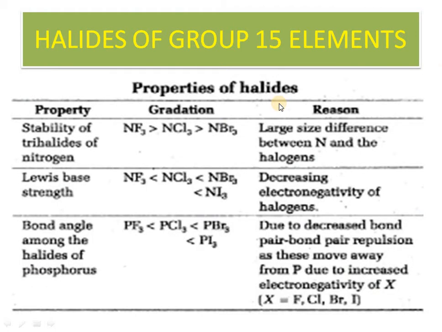So see here, these are very important questions and reason based questions can be asked. Stability of trihalides: NF3 is more stable than NCl3. Why? Because of overlapping. If the difference in size is more, like nitrogen and fluorine versus nitrogen and bromine, the size difference is more in case of NBr3. So NBr3 will be the least stable.